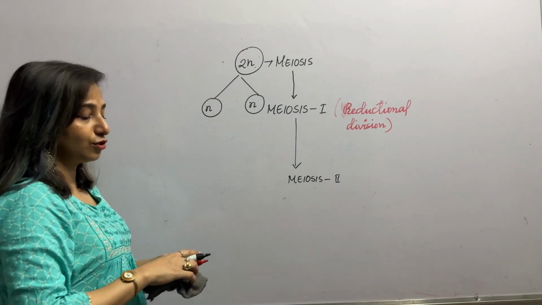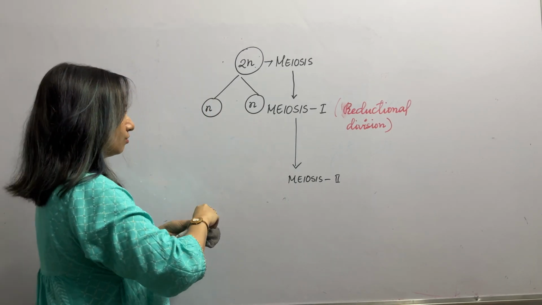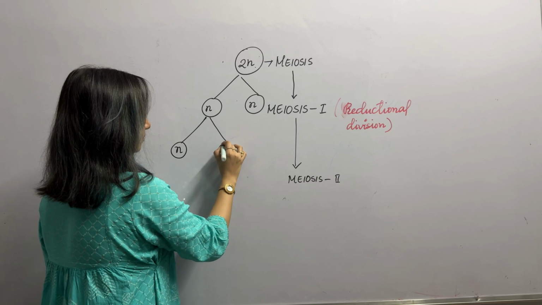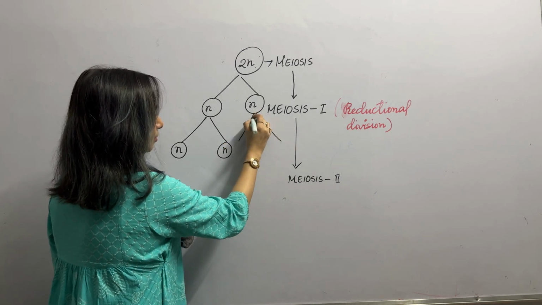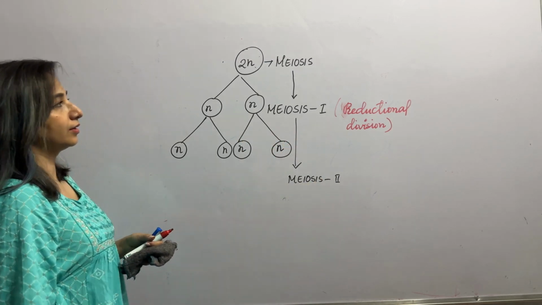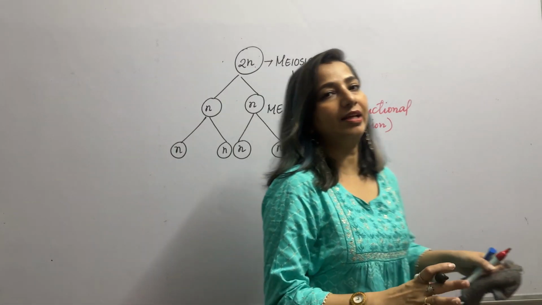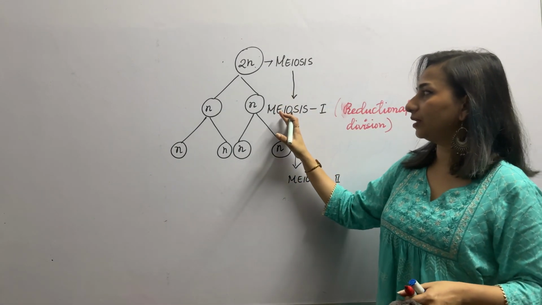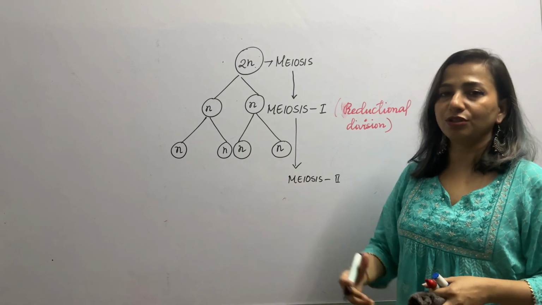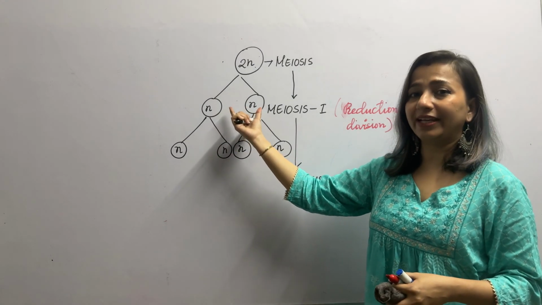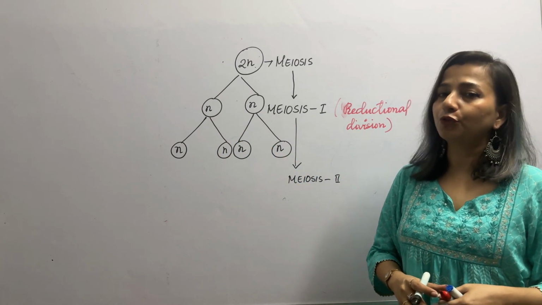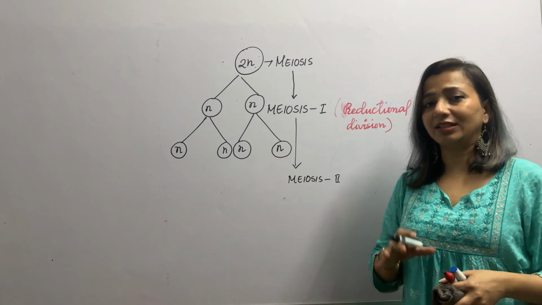Now when the cell enters meiosis 2, what happens? These 2 cells will enter meiosis 2. This cell will produce 2 daughter cells, and this cell will also produce 2 daughter cells. Understood? At the end of meiosis 1, we find 2 daughter cells with half the number of chromosomes as their parent. After that, they enter meiosis 2, where these 2 daughter cells further divide. Clear? As a result, we get a total of 4 daughter cells. I hope it is clear up till now.